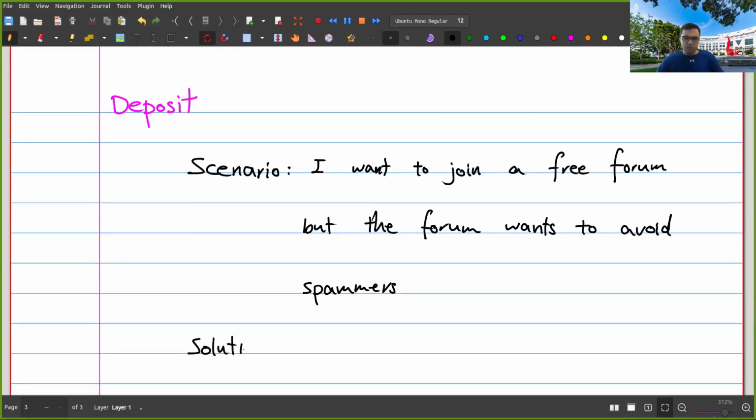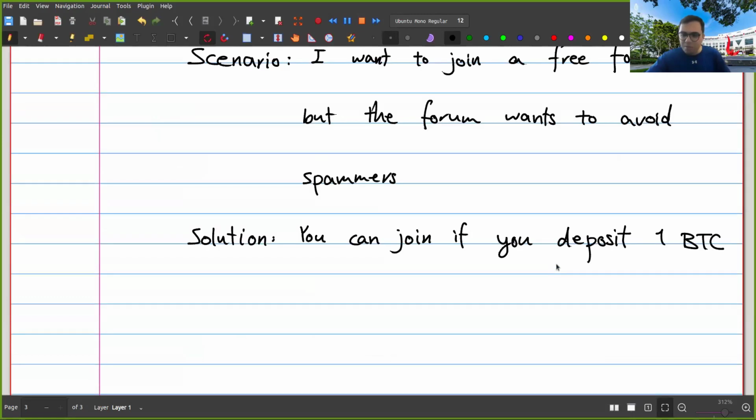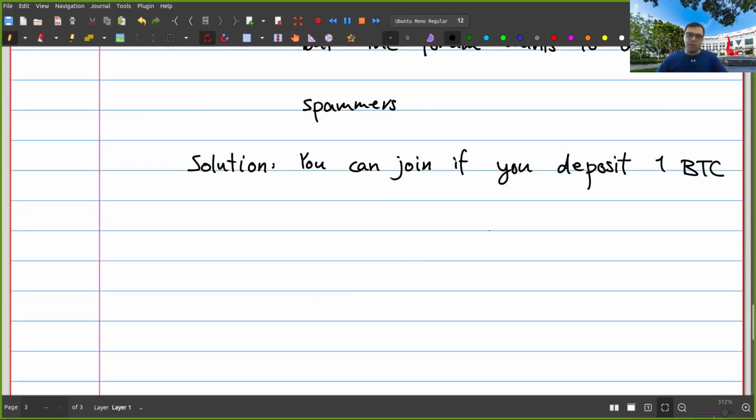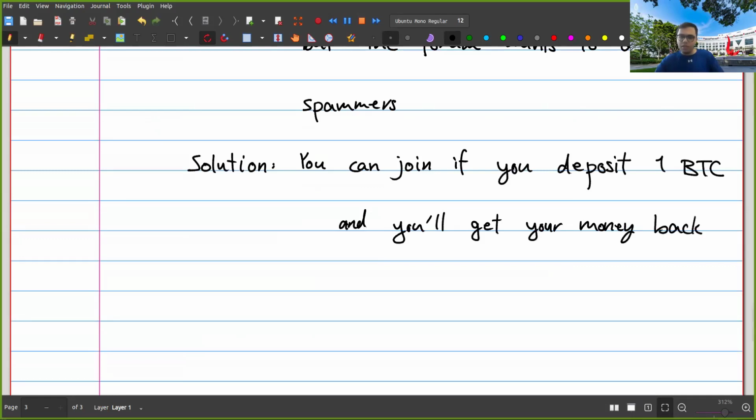Okay, so the solution is very simple. I say you can join if you deposit some amount of money. Let's say you deposit, I'm gonna say 1 Bitcoin, but this is too much. In practice, it's going to be much less than this. So you can join if you deposit 1 Bitcoin, and you will get your money back when you exit. So you'll get your money back when, let's say, you close your account.